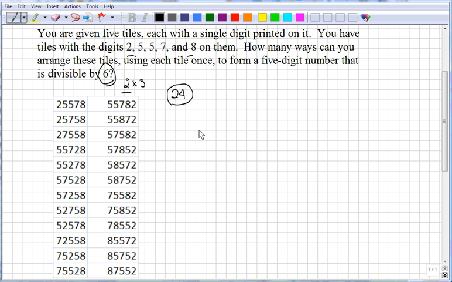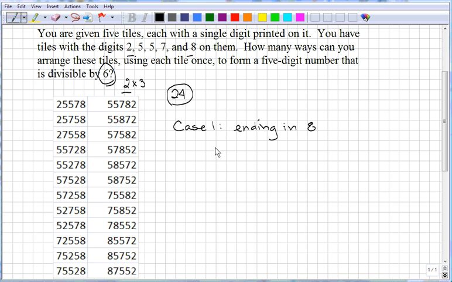So what I'm going to do here is I'm going to first of all look at the two cases. So there's case 1, I'm just going to say numbers ending in 8, how about?